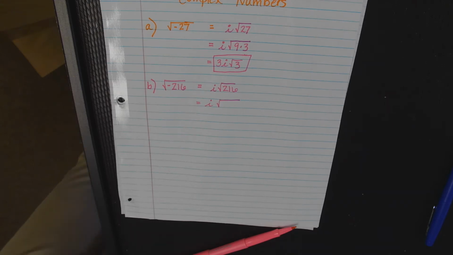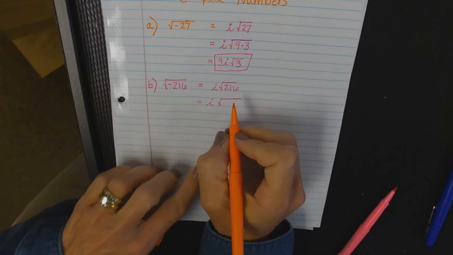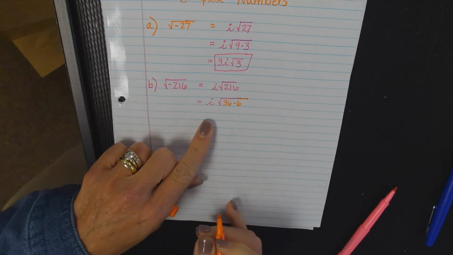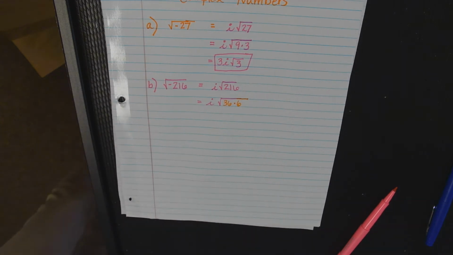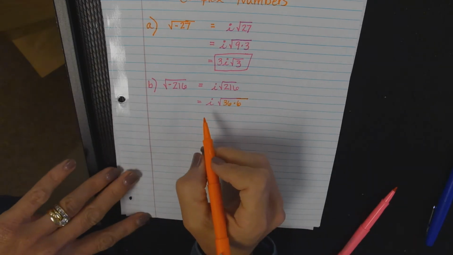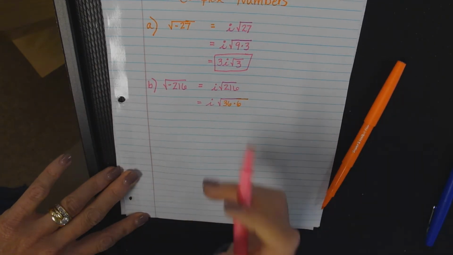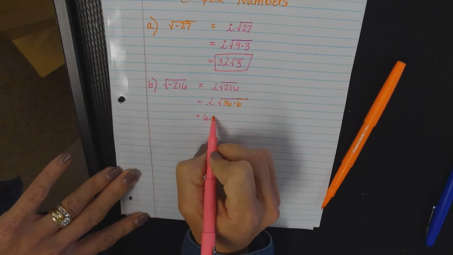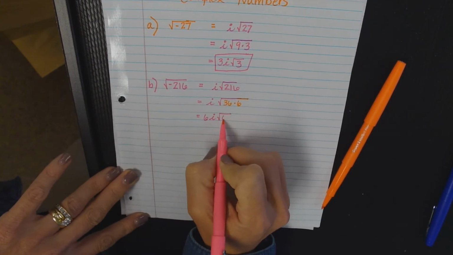216 divided by 36 is 6. All right, so here we go. We have 36 times 6. Again, I just rehashed 36. You need a perfect square. The key is, guys, you need the biggest perfect square. Square root of 36 is 6.